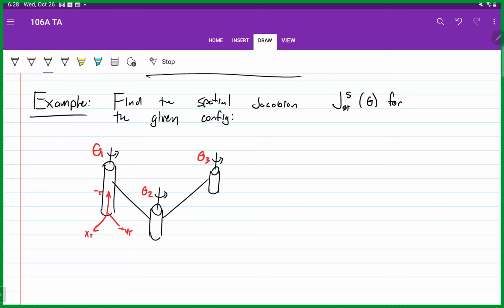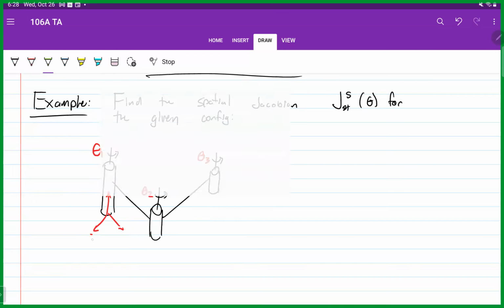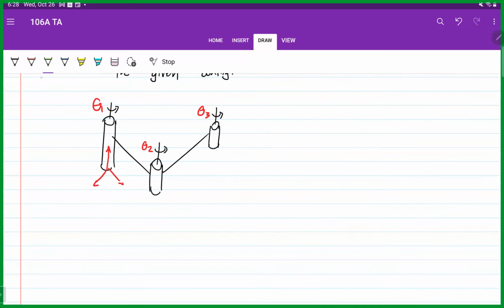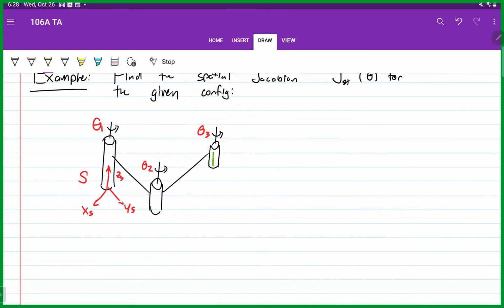Oh, sorry, that's a spatial frame. Okay, there we go. So this is our spatial frame S: an X spatial, Y spatial, and a Z spatial. And then our other frame will be over here. So this is going to be our X tool, this is going to be our Y tool, and that's going to be our Z tool. So it's like this is pointing backwards, like off into the page.